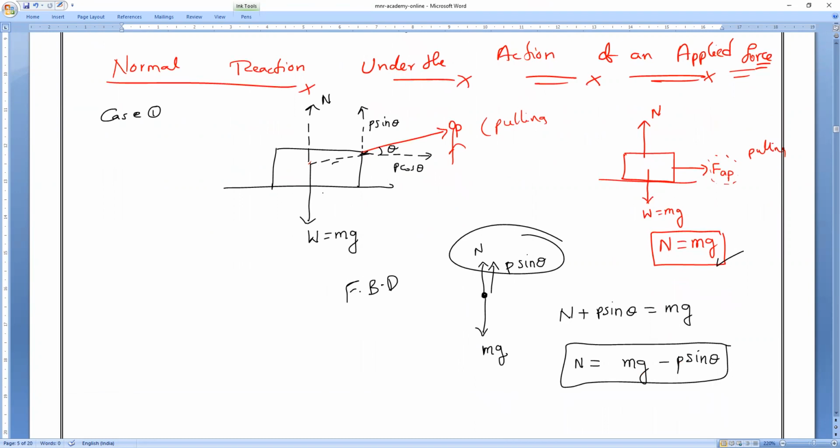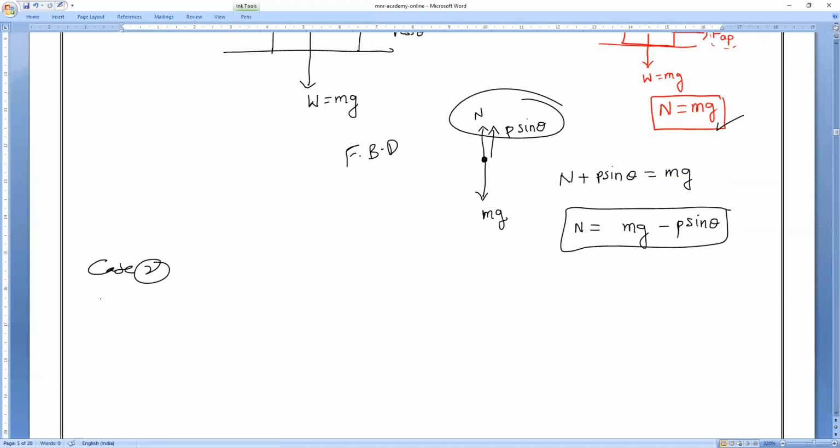So this is a case of what? Pulling. Now, case number 2, pushing. We all know, as I taught you in the motion chapter, if it is uniform motion, for example, here is theta, here also how much is the angle? Theta remains constant. Am I right or wrong?